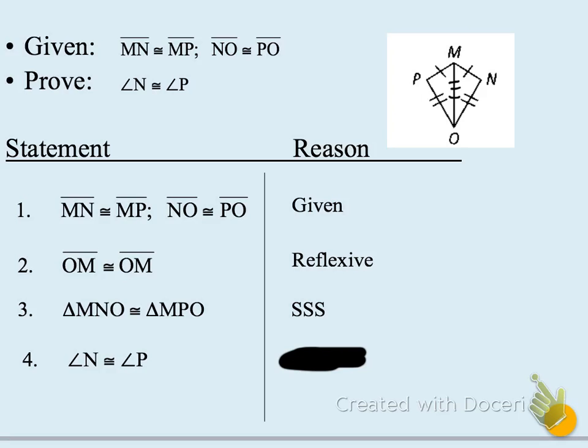But I'm trying to prove that angle N and angle P are congruent. Well, if they're corresponding angles, which means that they are corresponding in the correct direction in their triangles where they should be matched up, and the triangles are congruent because side, side, side, that means we can do CPCTC to show that those two angles are congruent. So since all of my lines are corresponding, that means all of my angles will correspond and also be congruent.